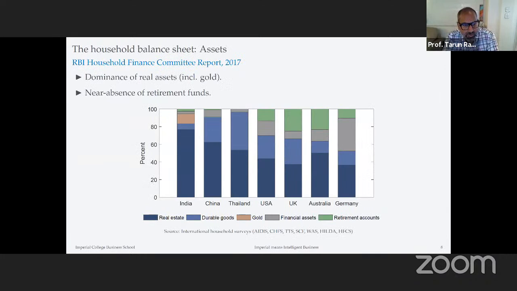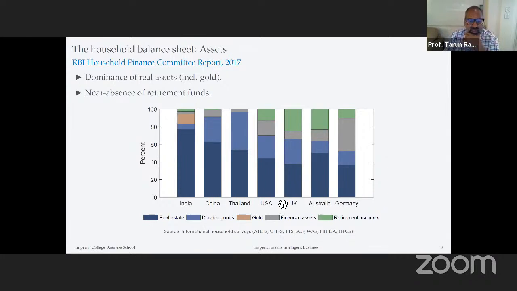So if we look at the household balance sheet in selected countries, and if we just focused on the asset side of the balance sheet in these countries, and this is drawn from the RBI Household Finance Committee report, these plots essentially plot the intensive margin, which is to say what is in household balance sheets when you peer into them using detailed household surveys from each one of these countries. And as you can see, you have emerging economies or middle income economies such as China, as well as Thailand, as well as advanced economies here.